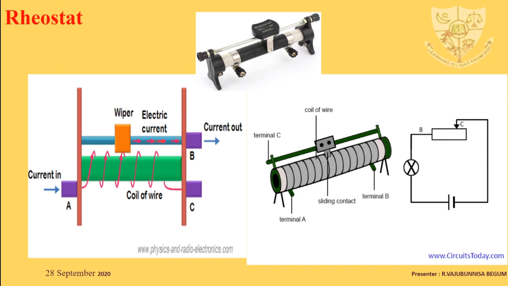In most applications, these rheostats tend to carry a significant amount of current, and hence in these cases a wire wound resistive path is normally chosen.